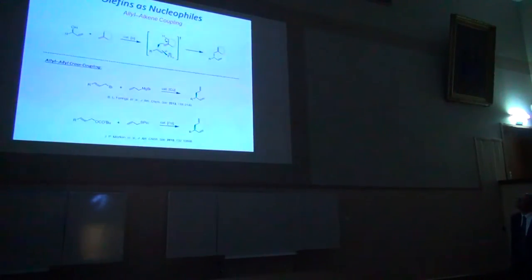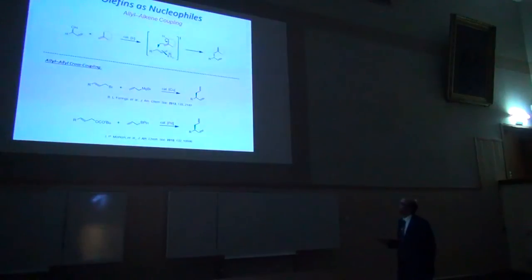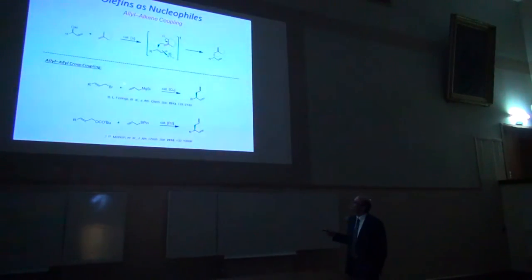There's some precedence for this area, albeit with allyl metals as nucleophiles. Ben Feringa has used allyl Grignards, intercepted the corresponding allyl bromide with a range of different optically active copper complexes. And Morken at Boston College has carried out related chemistry with allylic carbonates and palladium and allyl boron type nucleophiles.